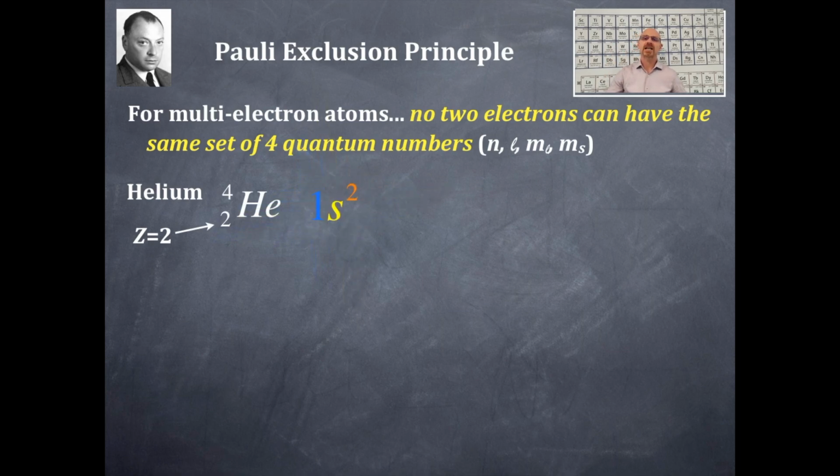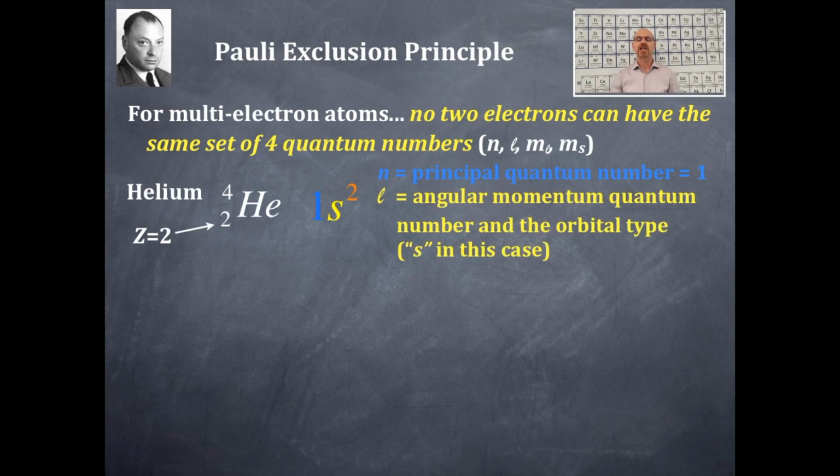Okay, so we're going to write out the electron configuration for helium, and that is 1s2. That is not read as 1s squared. That is read as 1s2. Just like before, that 1 corresponds to the principal quantum number. And the l is the angular momentum quantum number. That is an s-type orbital, an l of 0 in this case. And there are 2 electrons, as the Z is 2. Hopefully that works for you.